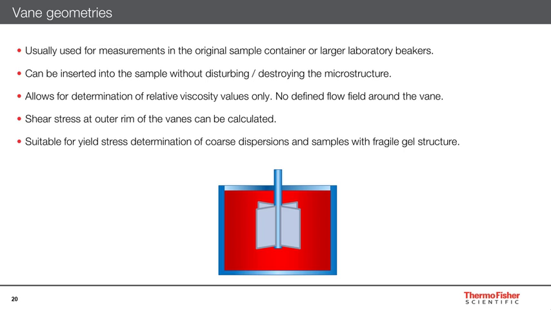Vane type geometries are usually used for measurements in the original sample container or in larger laboratory beakers. Since the flow field around the vane rotor is not uniform, they only provide relative viscosity data. Vane rotors are used when the sample contains particles that are too big in size for any of the narrow gap measuring geometries, or when the microstructure of the sample will be irreversibly destroyed when forced into small measuring gaps.